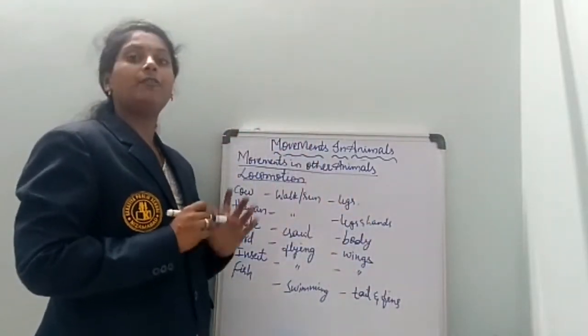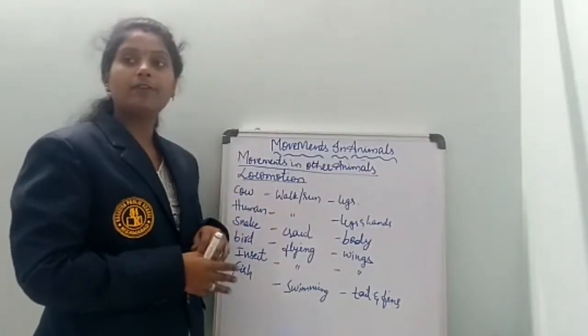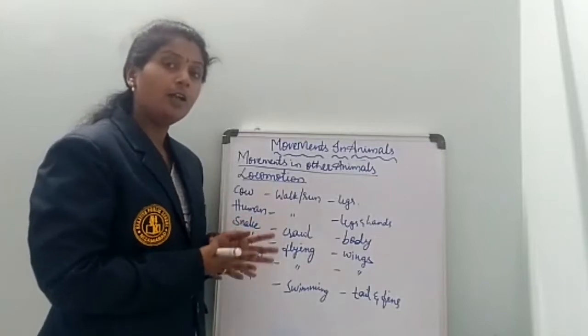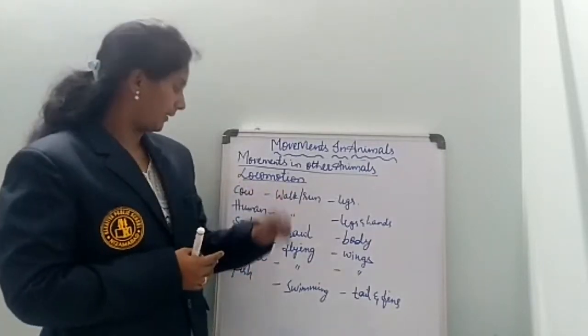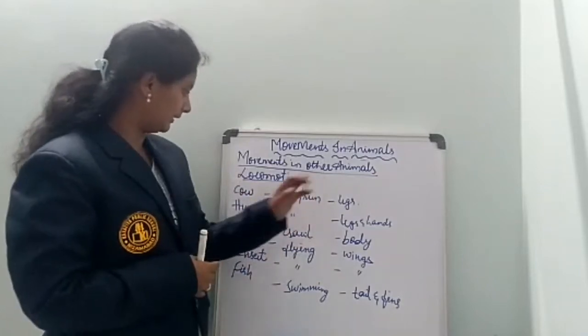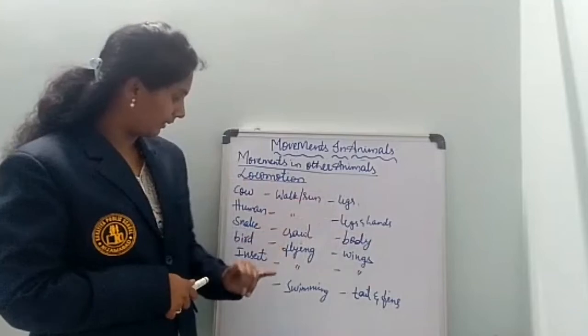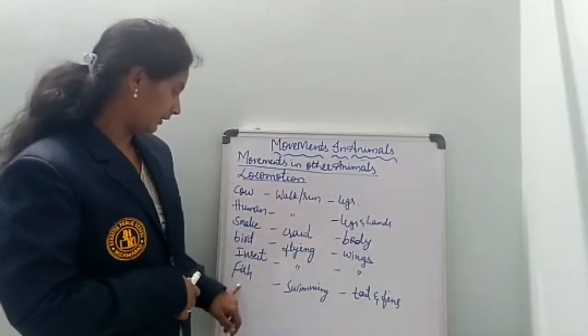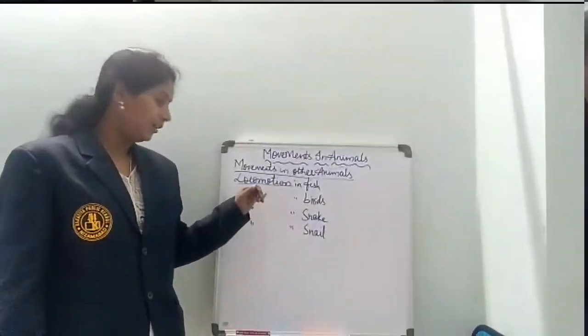In this way, different organisms show different types of locomotion with the help of their different body parts. Like the cow, they walk or run with the help of legs. Human beings the same. Snakes crawl with the help of the body. Birds fly with the wings. Insects also fly with the wings, and fish swim with the help of the tail and fins.